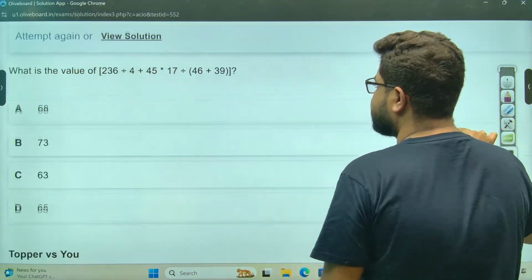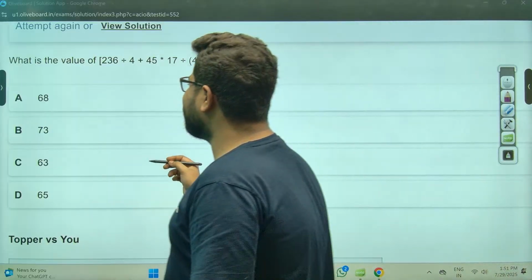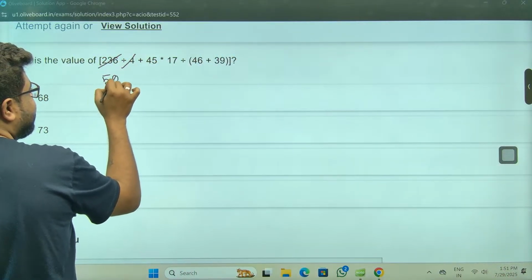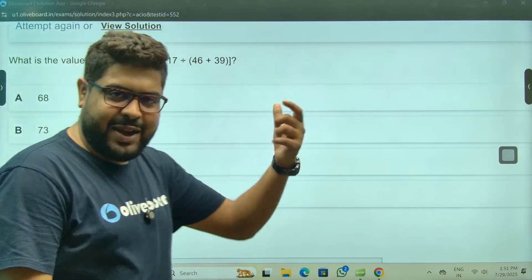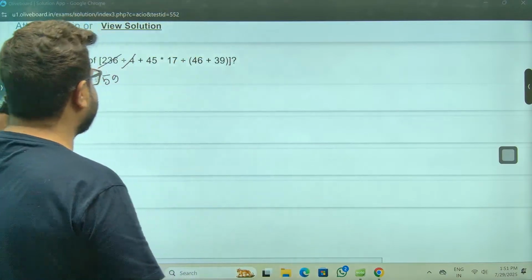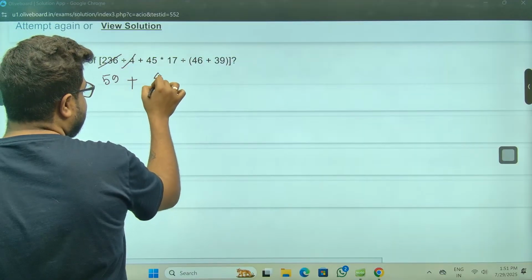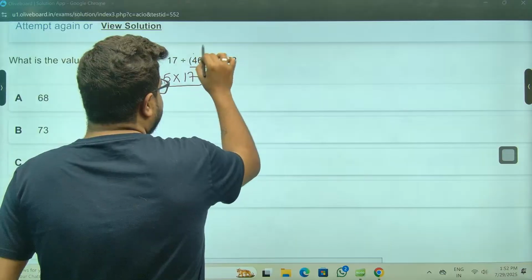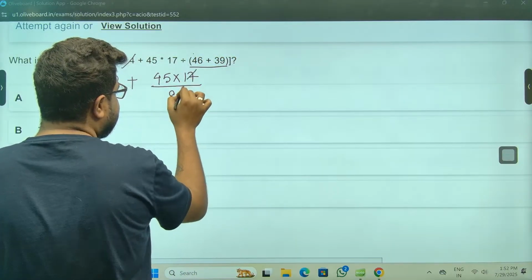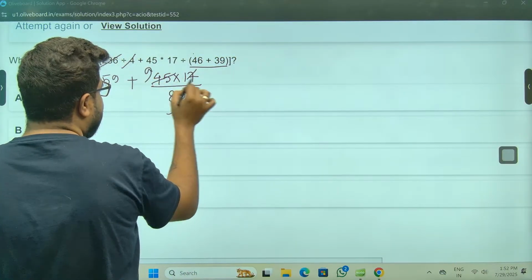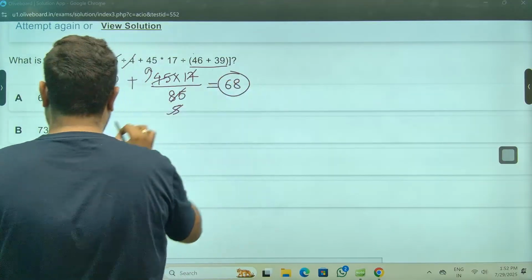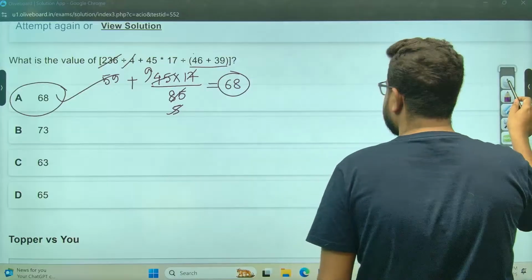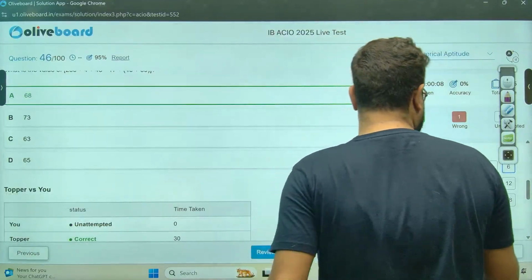Let's increase the speed, sir. Simple question. Sir, cut the division. 60 minus 1, look: 4 into 60 is 240. Minus 4, you will get 236. It is 59. Plus 45 into 17 by, this is how much, sir? 45 into 40, 85, sir. 17 fives are this, 5 nines are this. Answer is 68. 59 plus this, 68. Option A is the answer. I hope this is again clear. It was a simple question, 10 seconds.